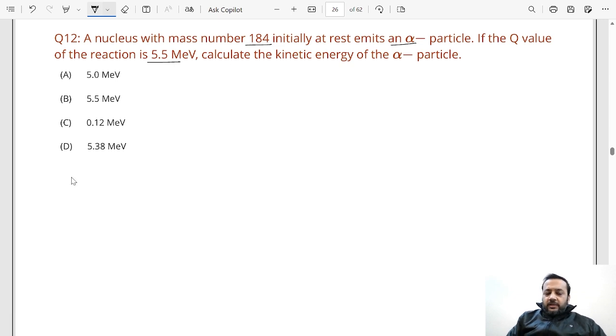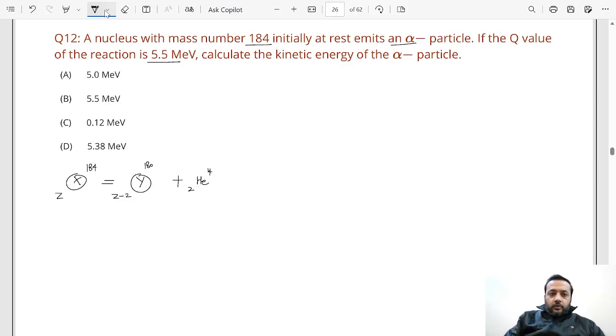So basically this is a nucleus. Let's say this nucleus is X. Its mass number is 184, and let's say its atomic number is Z. Now it emits a nucleus Y plus an alpha particle. You know that an alpha particle is a helium nucleus, which is 2He4. That means here you will get Z minus 2, and here you will get 180. Because of balancing of the reaction, this should become 184 and this should become Z. This is how the balancing of the reaction will happen.